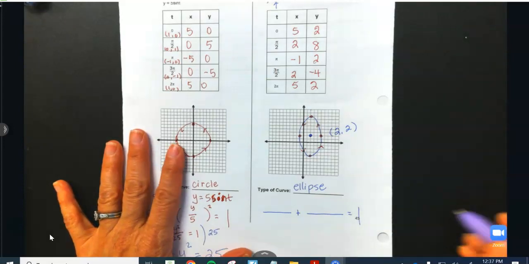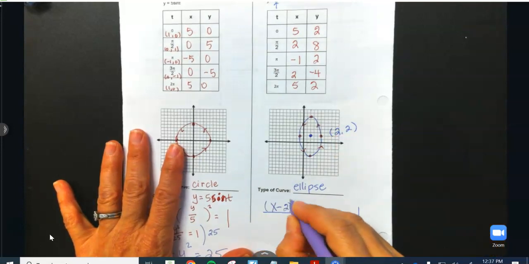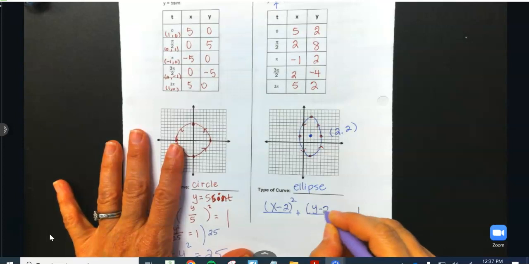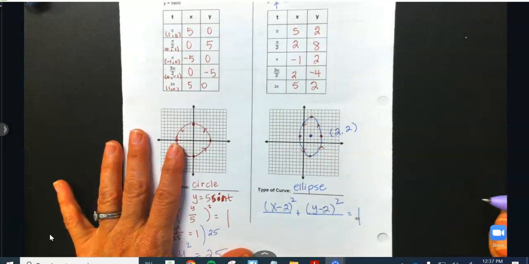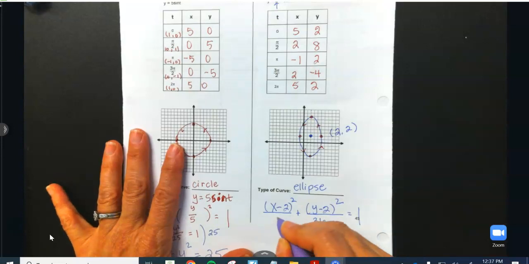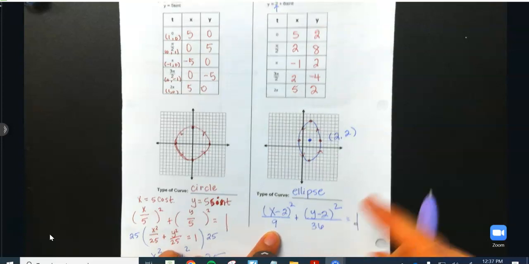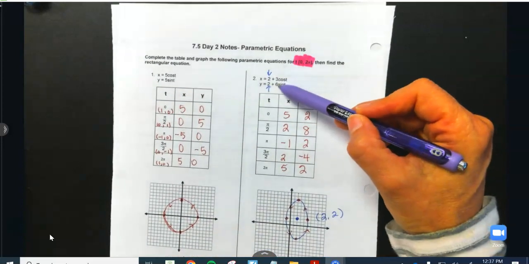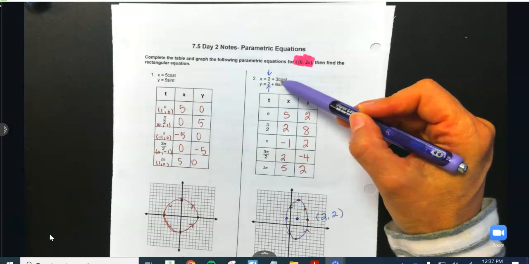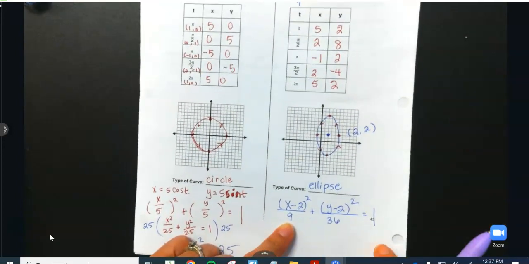So it is going to be x minus 2, y minus 2, and then we're going to have a 36 here and a 9 there. And I did not count the squares. Let me show you where I got those numbers. Look, right there. That's your A and your B value. It's hiding in parametric equations this whole time.